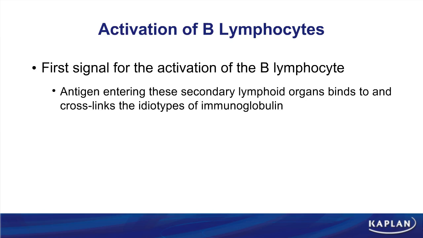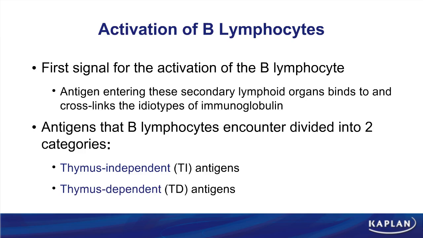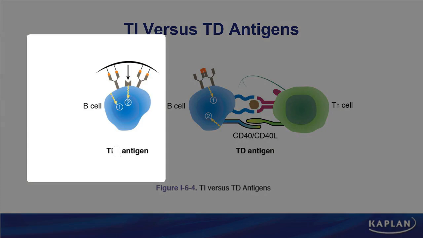activation. What we need to discuss, however, before we really get into B cell activation are the two different types of antigens that B cells can encounter. And these are the thymus-independent, or the TI antigens, versus the thymus-dependent, or the TD antigens. So let's take a quick look at the difference between a T-cell independent antigen versus a T-cell dependent antigen. T-cell independent antigens can activate B cells, just like the name suggests, without the help of T cells.